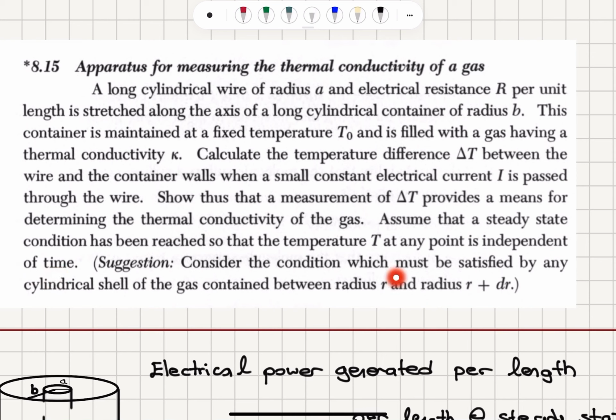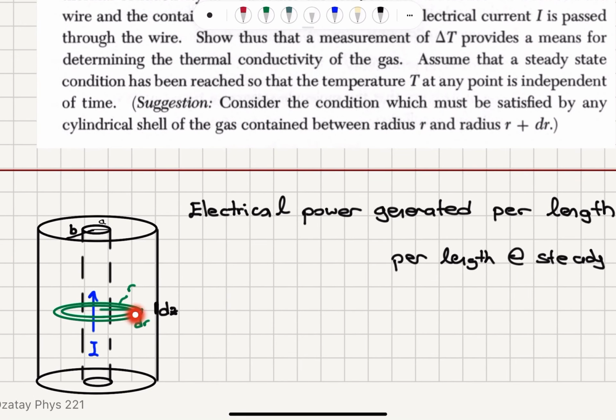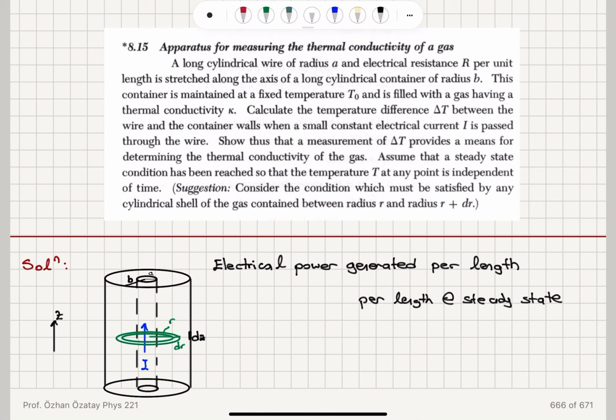Suggestion: consider the condition which must be satisfied by any cylindrical shell of the gas contained between radius r and r plus dr. So this is between r and r plus dr. The electrical power generated per unit length is P, which is equal to I squared times the resistance per unit length R. Remember that it has an electrical resistance per unit length R. And this is equal to the heat dQ/dt, heat flowing per unit time, per unit length at steady state. So this is a constant power.